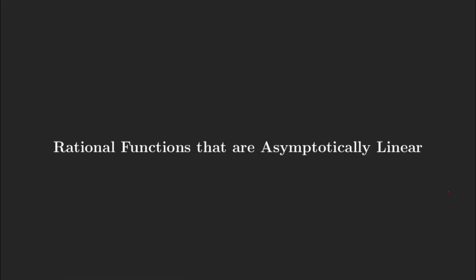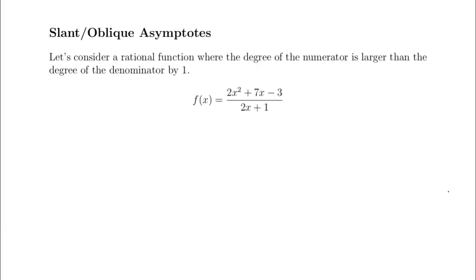Okay, so rational functions that are asymptotically linear. What the heck does this mean? This is something that you may have seen before, but maybe not as formally here. So if you've seen this in an algebra class, just bear with me. We'll at least try and describe what's happening using limits.